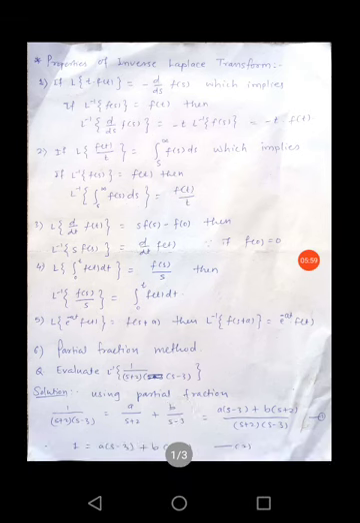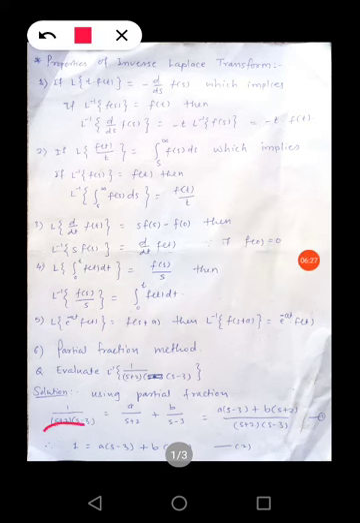So let's start. Using the partial fraction method, we are going to break this function 1 upon (s plus 2) into (s minus 3) as a divided by (s plus 2) plus b divided by (s minus 3). On simplification, we have a into (s minus 3) plus b into (s plus 2) divided by (s plus 2) into (s minus 3). Kindly observe the denominator: 1 upon (s plus 2) into (s minus 3), and here it is a into (s minus 3) plus b into (s plus 2) divided by (s plus 2) into (s minus 3).